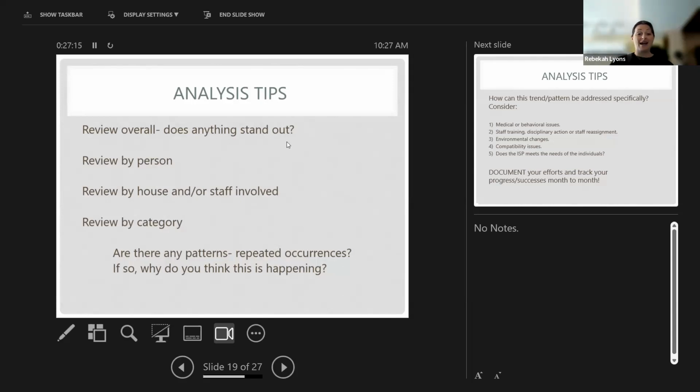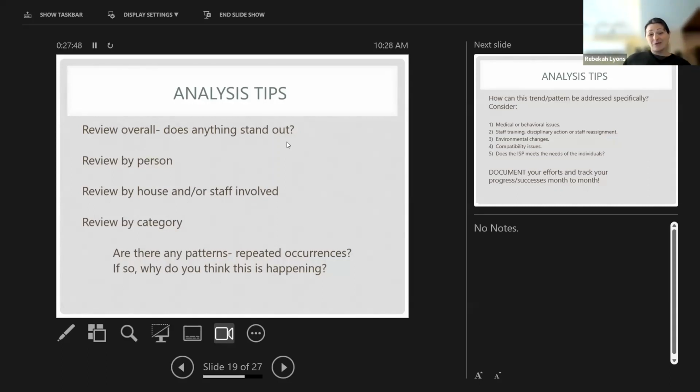Next, I would review it by house or by staff involved. If you only have 1 house, maybe you have 6 staff. And you can add to this. You can add staff, you can add all kinds of categories if you are so inclined. I would definitely review by house. If you have several residences, you want to see what's going on maybe with the staff over at this house. Do you have similar issues going on, some training things that need to be touched on? What is happening? A bird's eye view again over time.